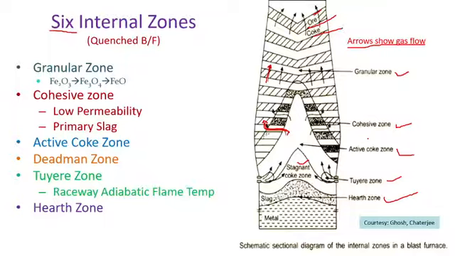Below the cohesive zone, okay, below the cohesive zone, are the active coke zone and dead man zone. Active coke zone, this one is your active coke zone. Okay, this white portion is your active coke zone, and below that it is your stagnant coke zone. Okay, these two zones are responsible for reduction of FeO.